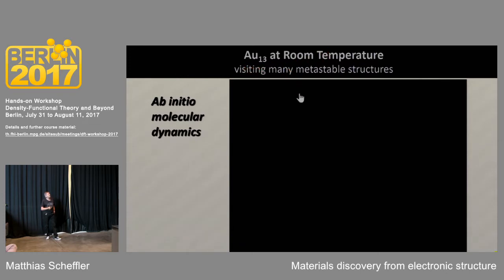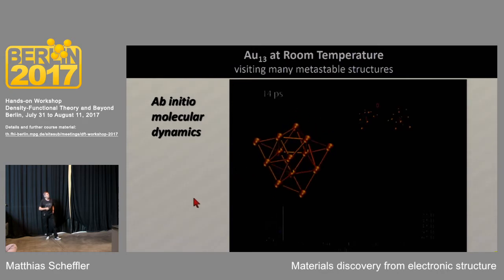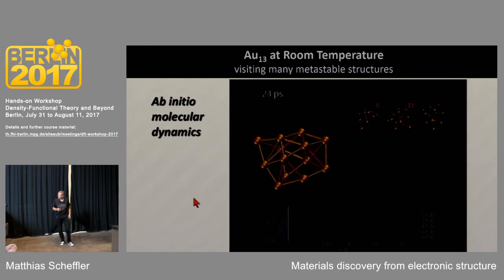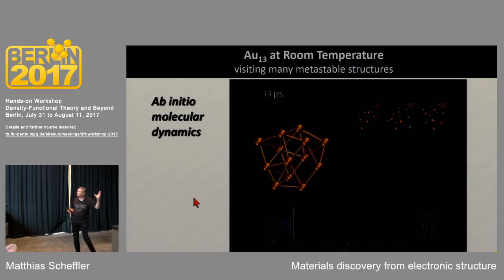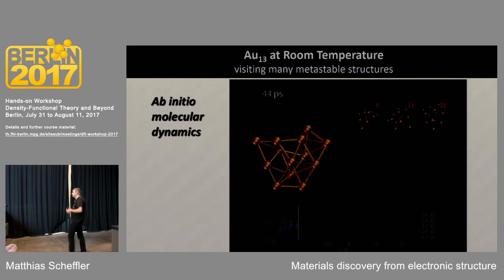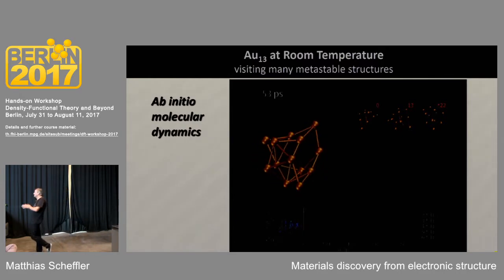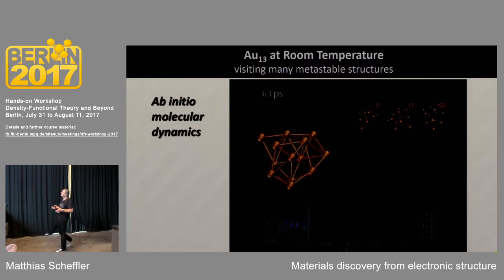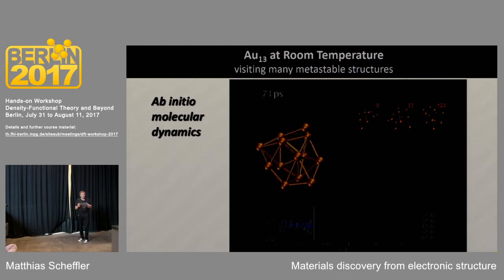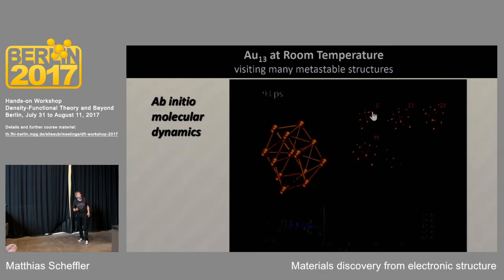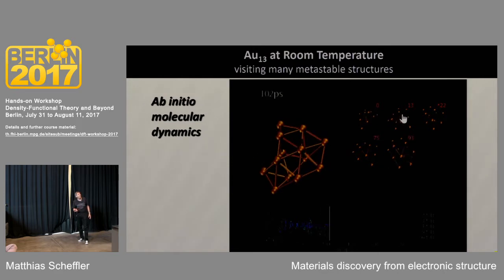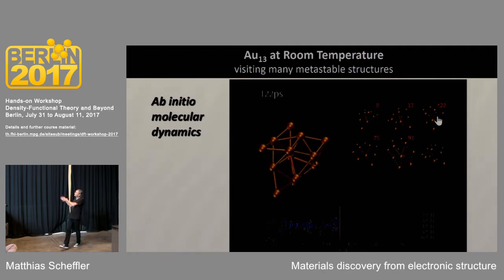I have one old example from Luca Ghiringhelli. He talks about something different here, but this is looking at a small particle of gold at room temperature. The first thing: if you think gold is gold in terms of color, actually gold is red if it's small. But you also see this thing is really vibrating the whole time, and then it's jumping from one structure to another, vibrating in this structure, and then jumping to another one. It really visits several structures.